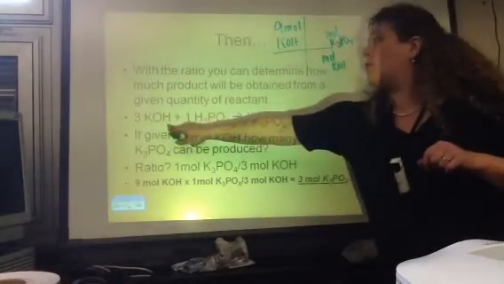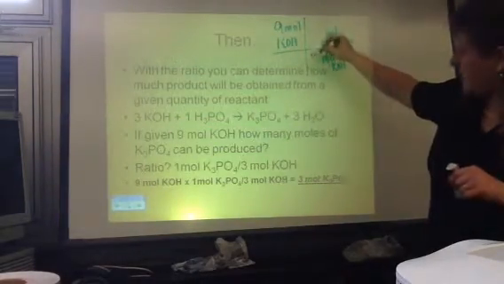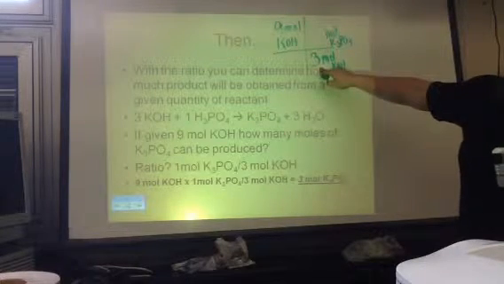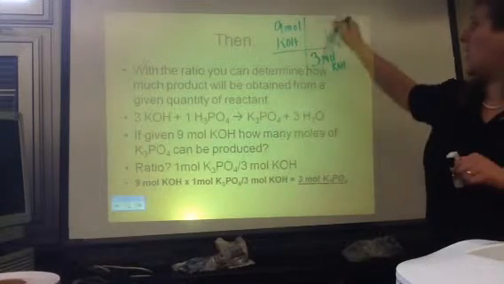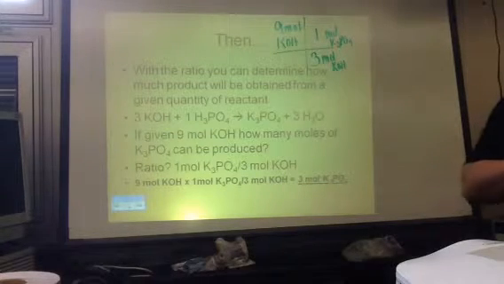So 3 moles potassium hydroxide. Every 3 moles of potassium hydroxide will give us 1 mole of potassium phosphate.